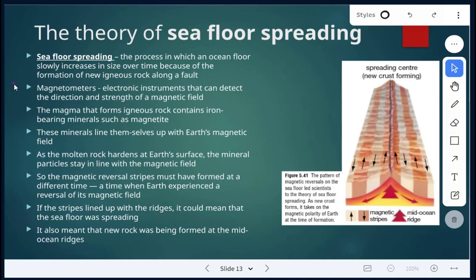The magnetic reversal stripes must have formed at a different time, a time when Earth experienced a reversal of its magnetic field. If the stripes lined up with the ridges, it could mean that the seafloor was spreading. It also meant that new rock was being formed at the mid-ocean ridges. All right, and that has led scientists to their theory of seafloor spreading.